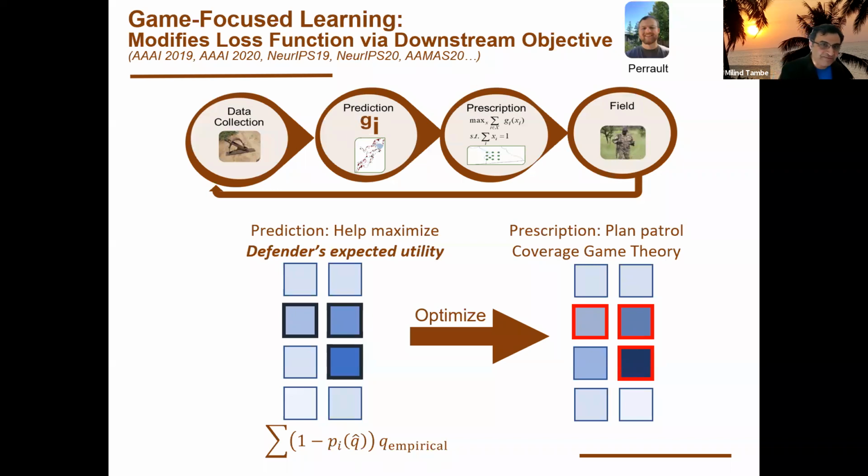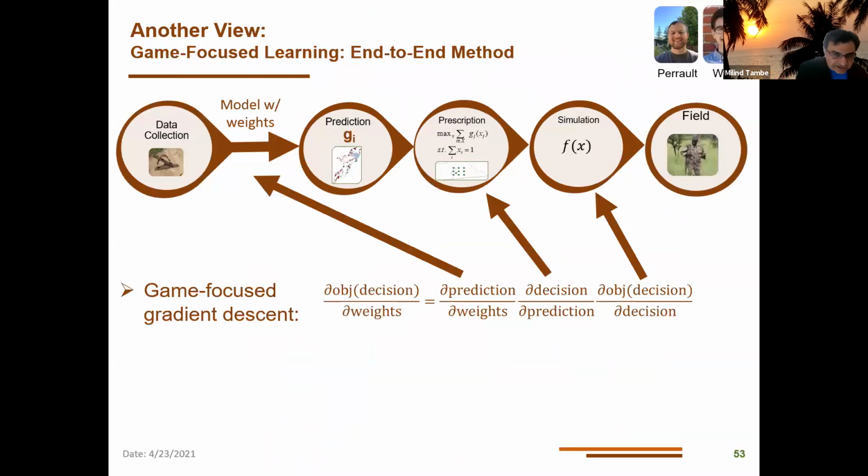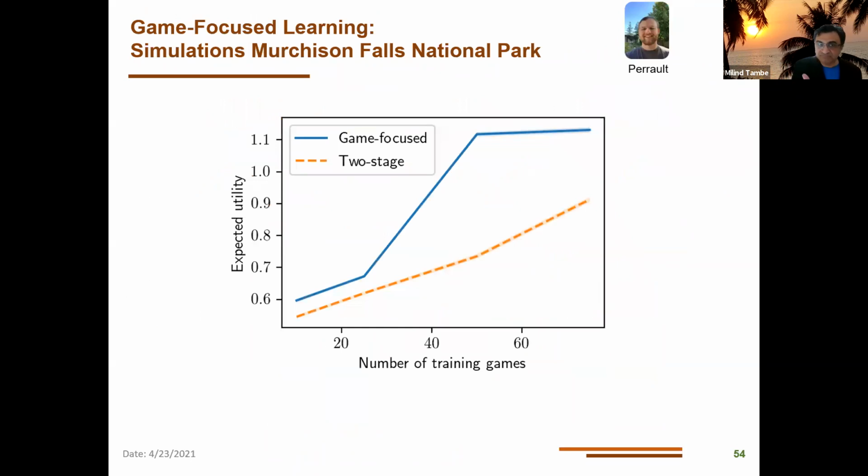And this we've called game focused learning. Essentially it means gradients get passed back from the decision rather than just the prediction. And we've shown in simulations, for example, with Murchison Falls National Park data, that it leads to better results. Testing them out in the field is again difficult.